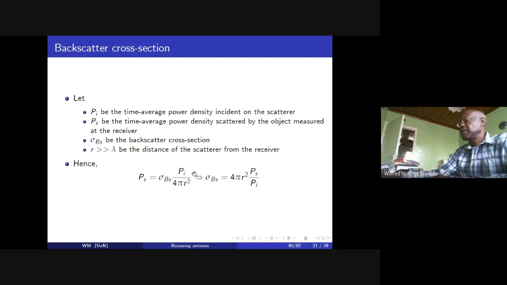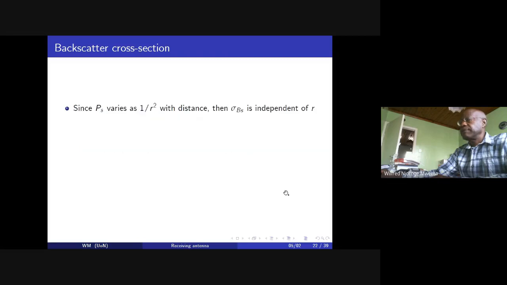That is, we are assuming it's scattering isotropically over a spherical surface centered at the scattering object. And therefore, you can see the backscatter cross-section can be given simply by 4 pi r squared multiplied by the ratio of the received power over the incident power at the scatterer. And since PS will be varying as 1 by r squared over the distance, then the backscatter cross-section will be independent of r.